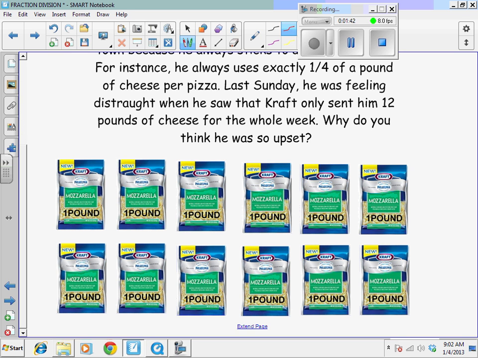Mason? Each of these would make 4 pizzas, wouldn't it? It's 1/4 pound of cheese, right? 1, 2, 3, 4. So each one of these bags makes 4 pizzas, according to Mario's recipe. Okay? So I have here 12 bags that Kraft sent.